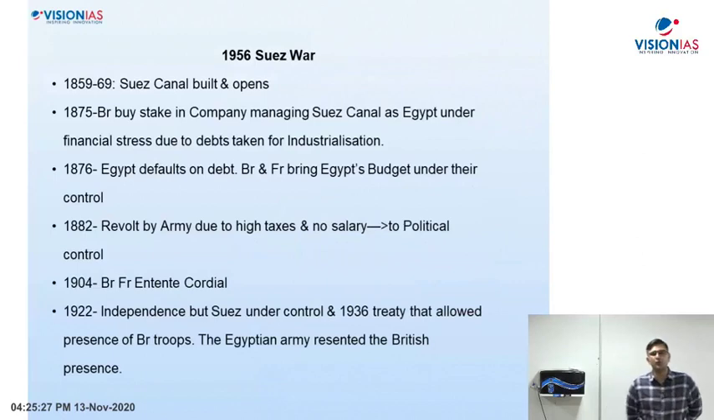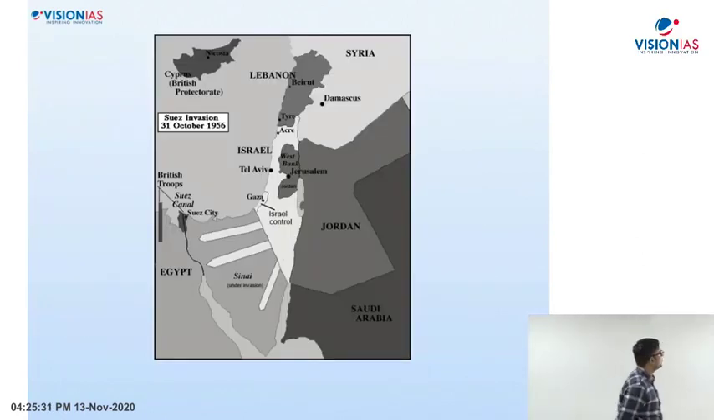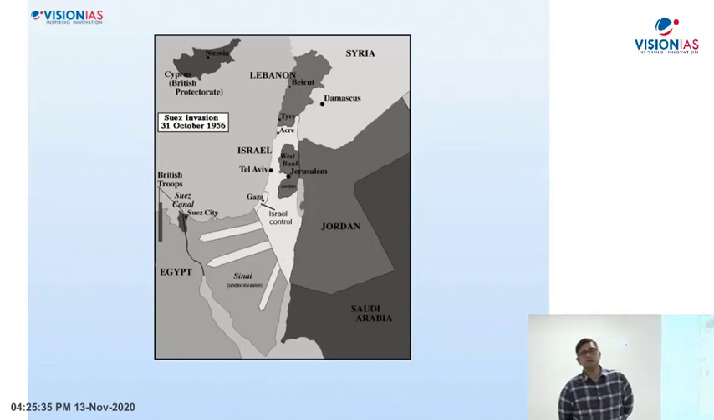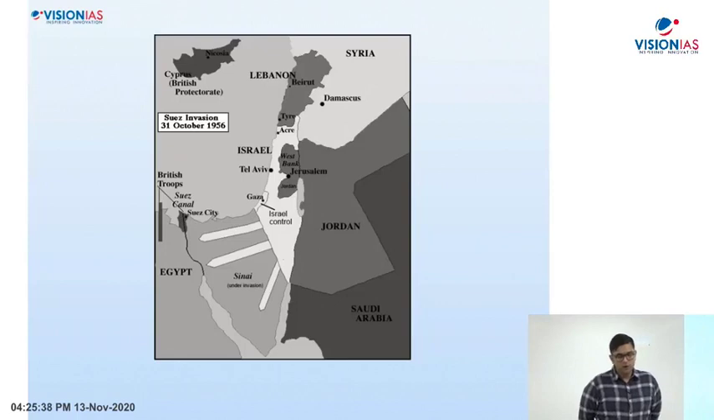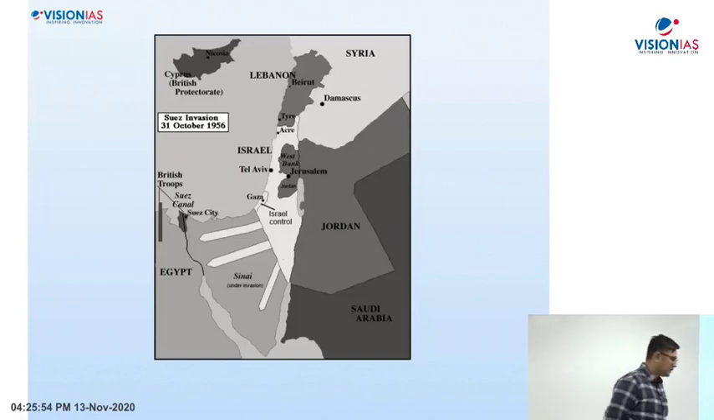Next happens the Suez War. Look at the map. This is your Suez invasion of 31st October 1956. What was the problem here? The problem here was that United States of America was funding a dam in Egypt. The name of that dam was Aswan Dam. And that dam will be very important for Egypt because it will provide for hydroelectricity power generation. That is point number one. So US ek dam bana raha hai, Aswan Dam.